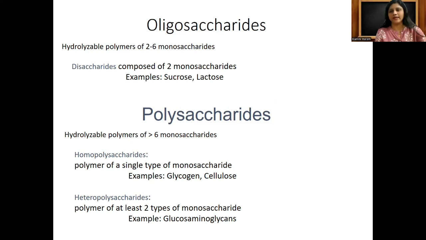Then heteropolysaccharide means which contains more than one type of monosaccharide unit. For example, glucose is there, lactose is there, or galactose is there. Three types of monosaccharides come together or join together and form one type of carbohydrate, that is a polysaccharide, but which contains more than one monosaccharide unit. So these are known as heteropolysaccharides. For example, glycosaminoglycans contain more than one type of carbohydrate.